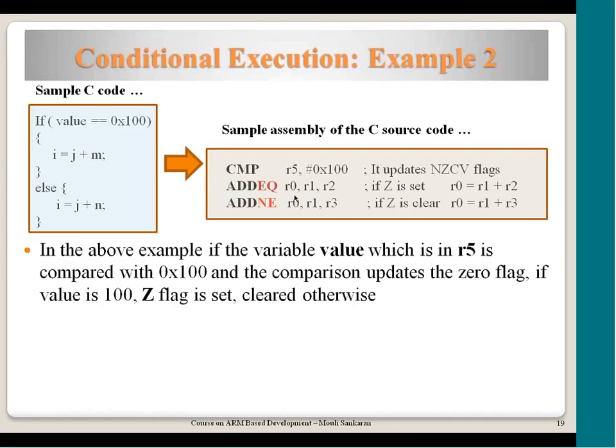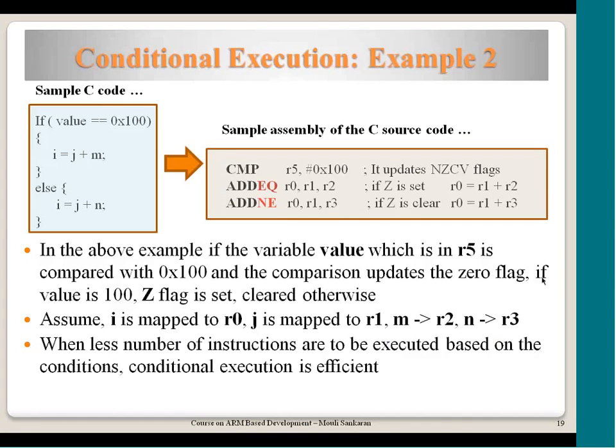Now suppose the zero flag is not set. Now this will not be executed, it will fall through, but this instruction says it needs to be executed only when they are not equal. That means when the zero flag is clear, I want this instruction to be executed. So the else part will be executed. So based on the zero flag set in this instruction, of these two instructions, one of them will be executed. Okay, so it is implicit in the instructions which are generated by the compiler.